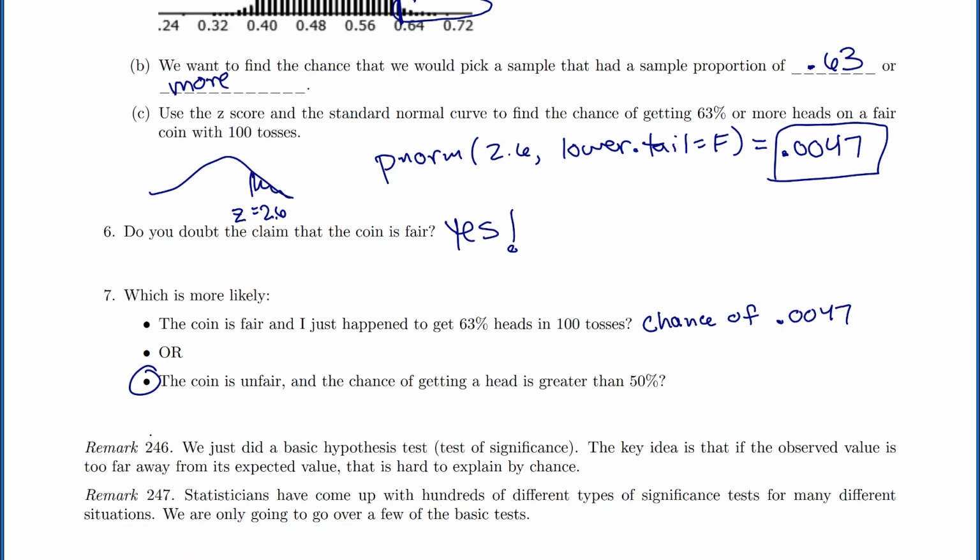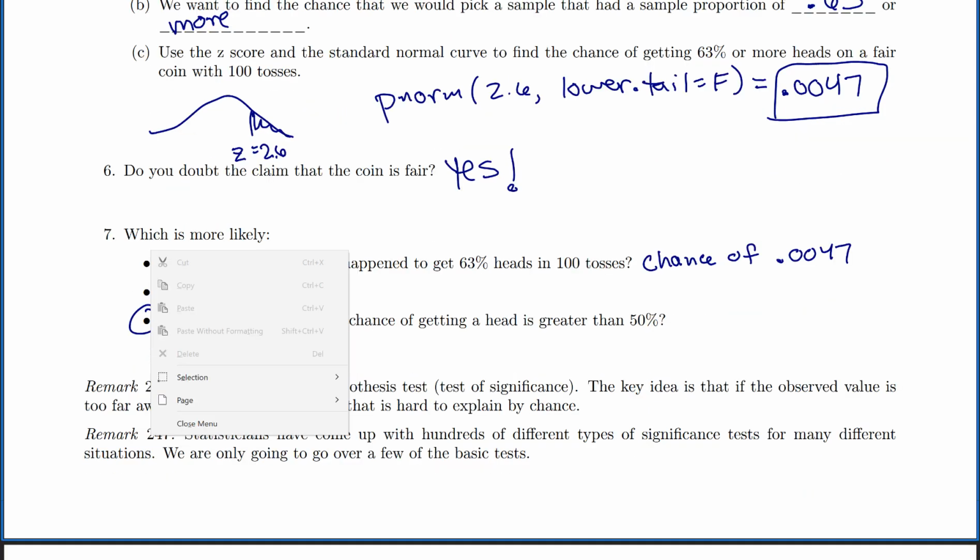So we just did a basic hypothesis test without having to learn anything new. You already know everything you need to know to do a hypothesis test. We're just going to introduce a lot of terminology and notation for you. The key idea is that if your observed value is too far away from its expected value, it's hard to explain by chance. Now, statisticians have come up with hundreds of different types of significance tests for many different situations. We're only going to go over a few of the most basic ones, but they all follow the same format.